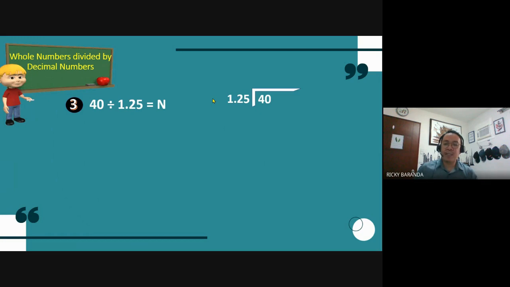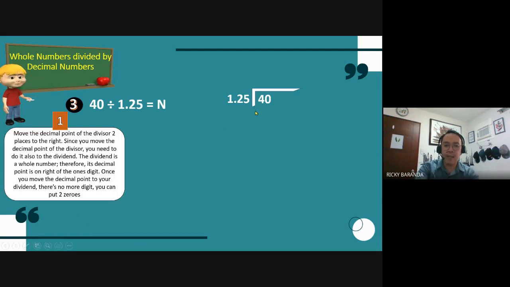Okay. So pag nag-divide tayo ng ganito, ang gagawin lang natin ito. Move the decimal point of the divisor 2 places to the right. 2 places kasi dalawa yung number. So, i-move lang natin yung decimal point papunta sa kanan ng dalawang beses. So, ayan, dalawang beses. Okay. Kung ang ginawa natin, una, divisor muna, di ba? Ganon din ang gagawin natin sa dividend.